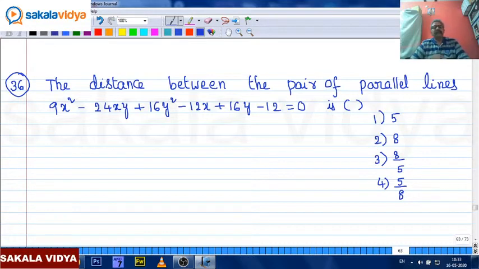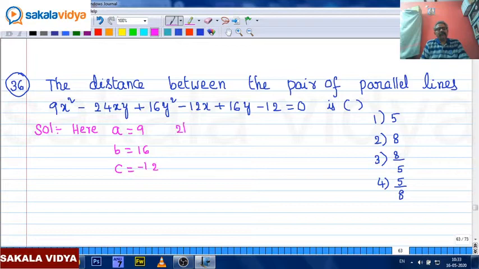So that means we need to find out the distance between the pair of parallel lines. We need to apply the formula. So first write down here: A equals to 9, B equals to 16, y square coefficient, C equals to minus 12, 2h equals to minus 24, am I correct? 2g is equal to minus 12, 2f is equal to 16.